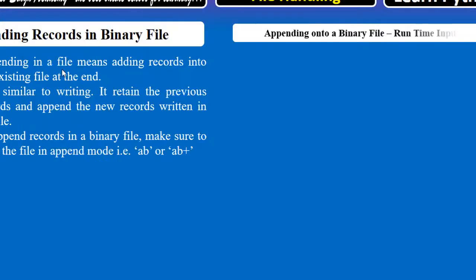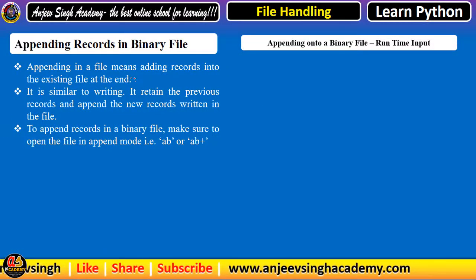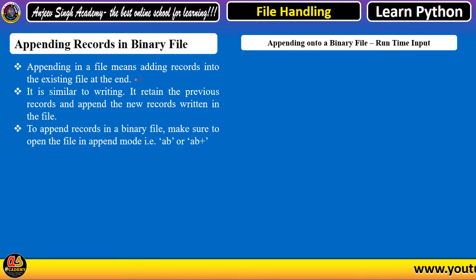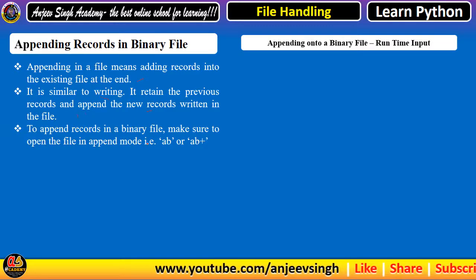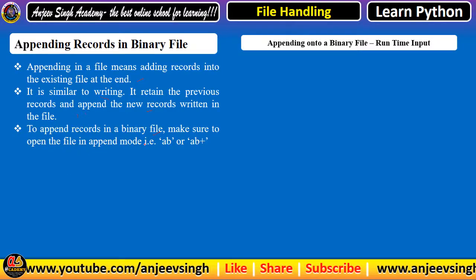But the problem is that we want to do appending. So how will you do the appending? Appending in a file means adding records into the existing file at the end. We want to add something at the end of the file. We don't want to delete the old records. It is similar to writing, but it will retain the previous records and add the new records inside the file. It appends the records in a binary file, and make sure to open the file in append mode.